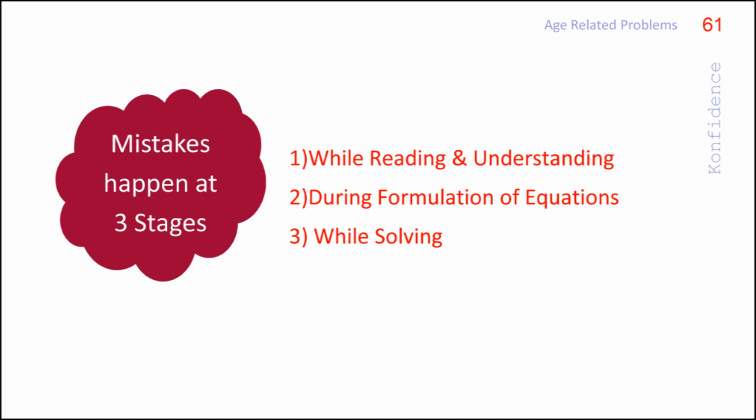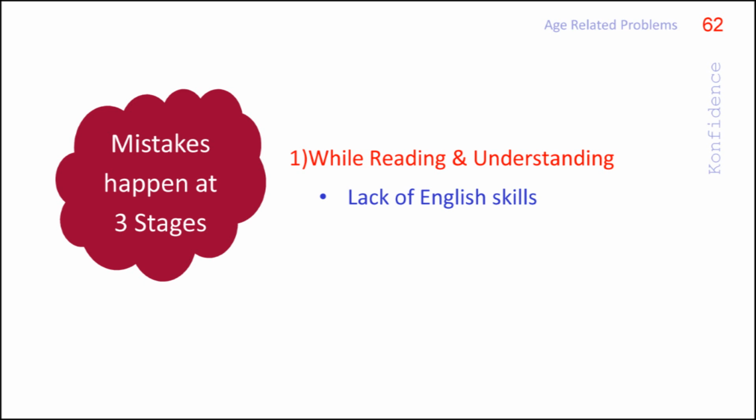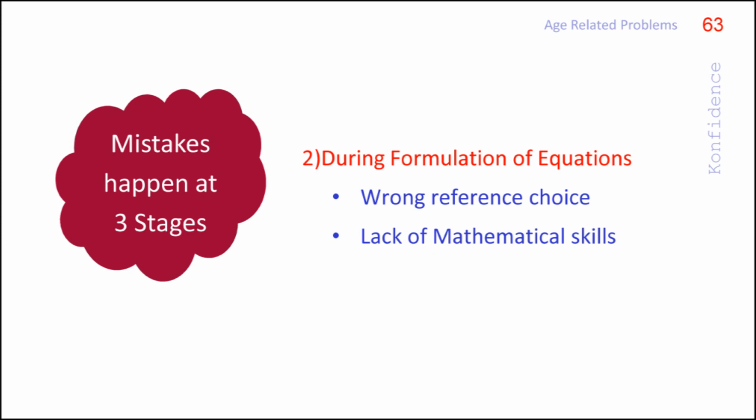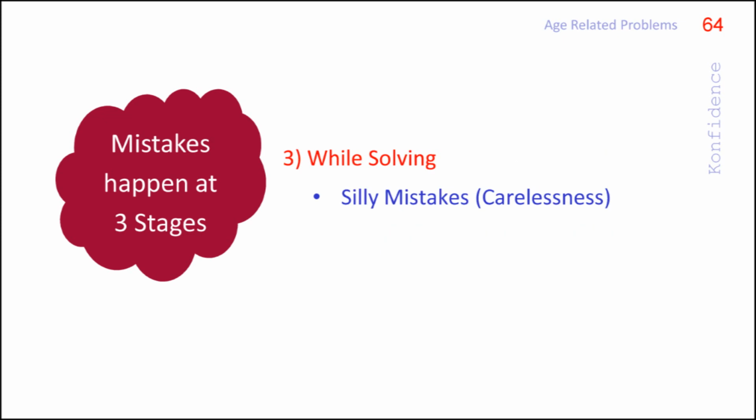Mistakes can happen at 3 stages: during reading and understanding, during formulation, and during solution. The first one is due to lack of English skills. The second one is because of a wrong choice of reference or lack of mathematical skills. And the last one is due to lack of concentration. This is what we call silly mistakes. They are very serious and can cost you a selection. So do concentrate while doing these questions.